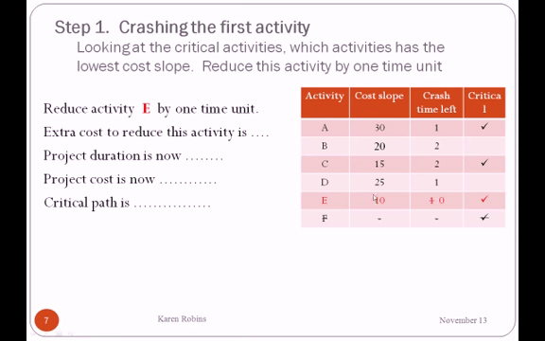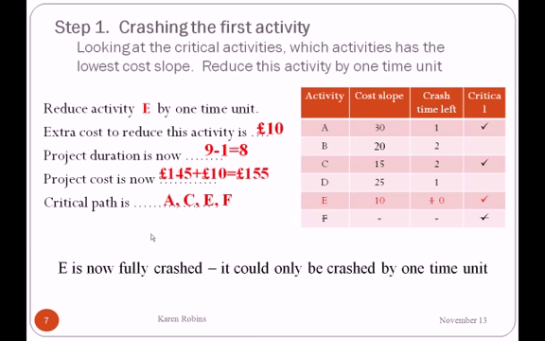It costs us 10 to reduce the time by crashing activity E. And now we have a time of 8 days, and the project cost goes up by £10 to £155, and the critical path remains at A, C, E and F. E is now fully crashed because it has no days left to crash. It can only be crashed by one time unit in total.